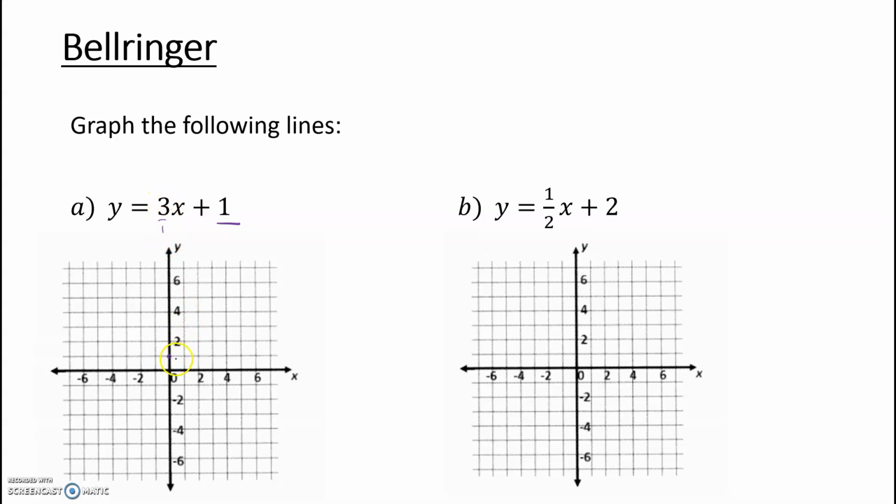So 3 over 1, up 3. Up 1, 2, 3 over 1. And then we would connect, and mine's going to look really terrible, and I'm sorry, but there's your line that goes through it. Same thing here, y-intercept is 2.